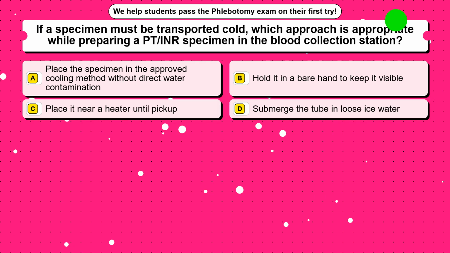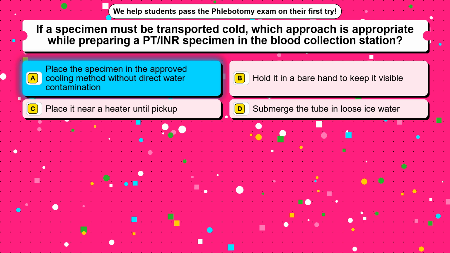Question 42. If a specimen must be transported cold, which approach is appropriate while preparing a patient/INR specimen in the blood collection station? Option A. Place the specimen in the approved cooling method without direct water contamination. Option B. Hold it in a bare hand to keep it visible. Option C. Place it near a heater until pickup. Option D. Submerge the tube in loose ice water.